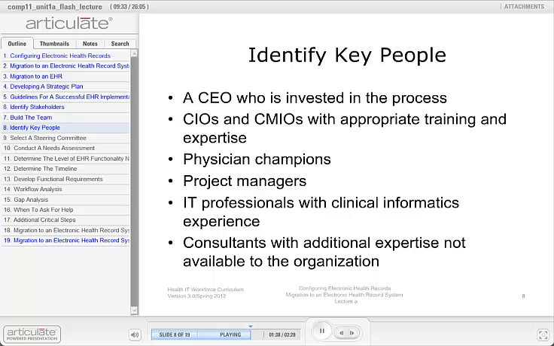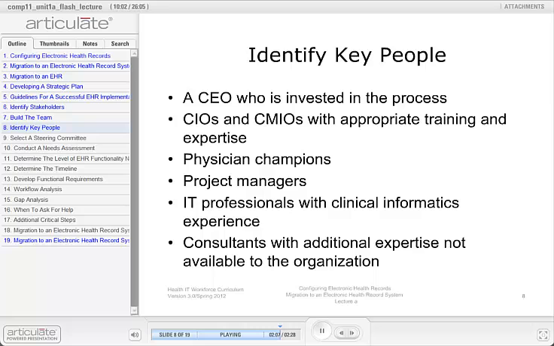Information technology, or IT professionals with clinical informatics experience, are a substantial asset in this process. Their role is to help design and implement the systems that clinicians use. Their clinical expertise enables them to understand clinical workflows and how clinicians operate within their environment. As a result, the systems they build optimize the end-user experience and enhance efficiency.